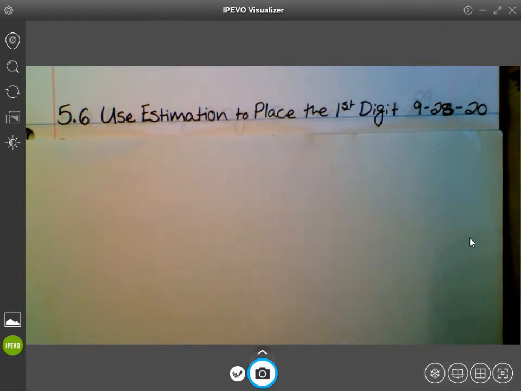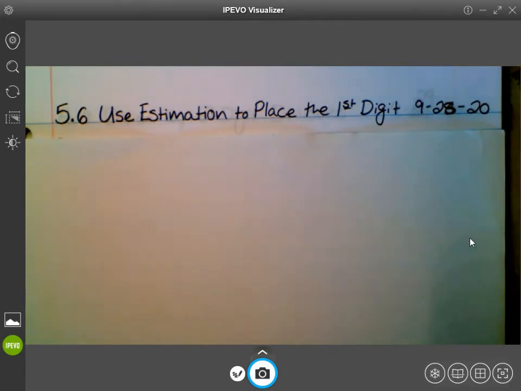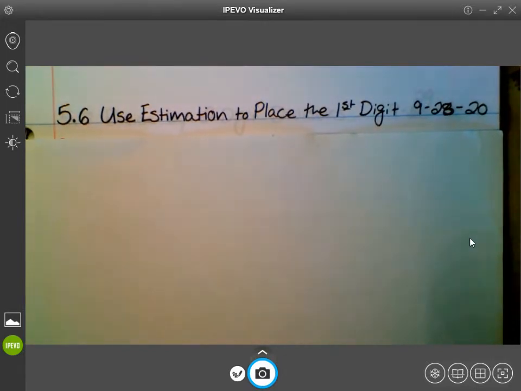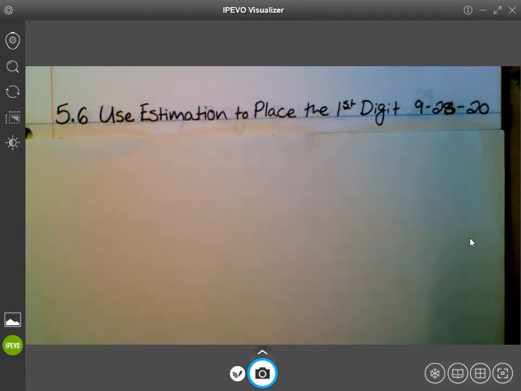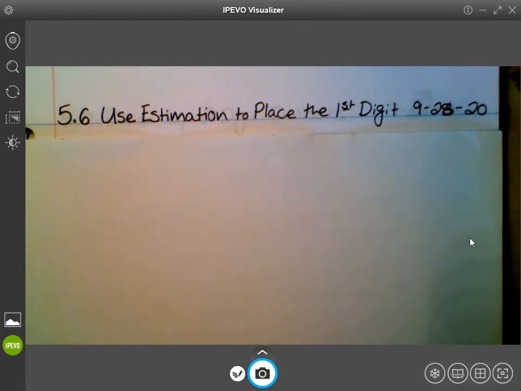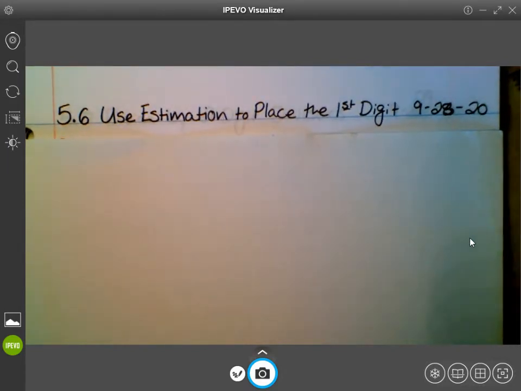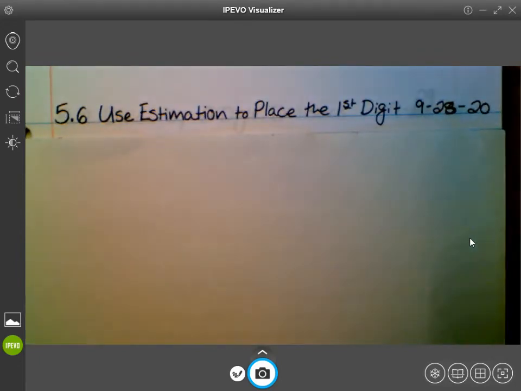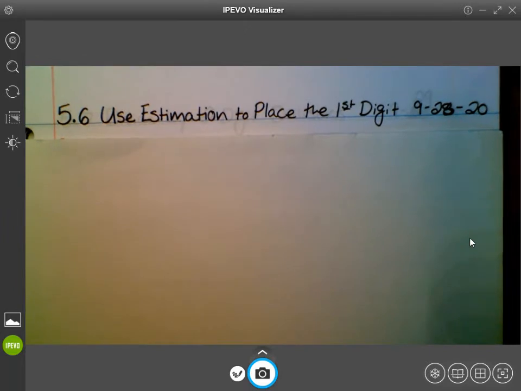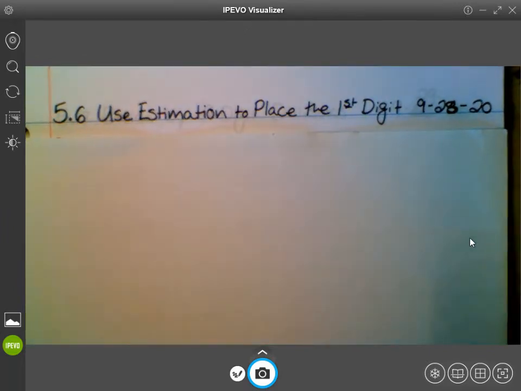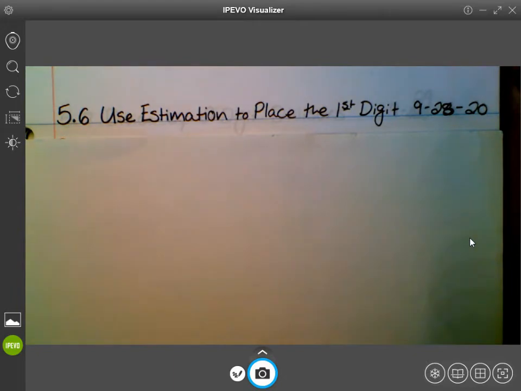So 5.6, use estimation to place the first digit. And today's date, 9/28/20. So up to this point, we've been practicing division, right? Finding quotients. Some went in evenly. Some quotients had remainders. Today we're taking a step back and just practicing figuring out where the first digit in our quotient goes in the answer. So I think you're going to catch on to this pretty quickly. So put a thumbs up on your desk, please, when you are ready to move on.